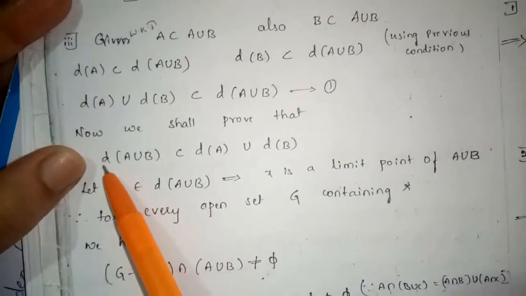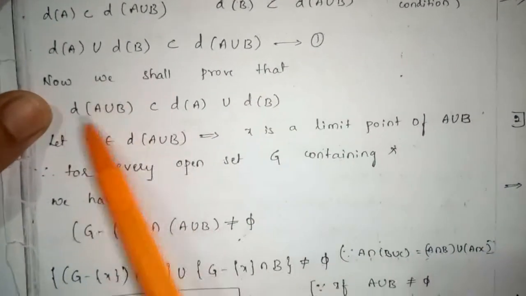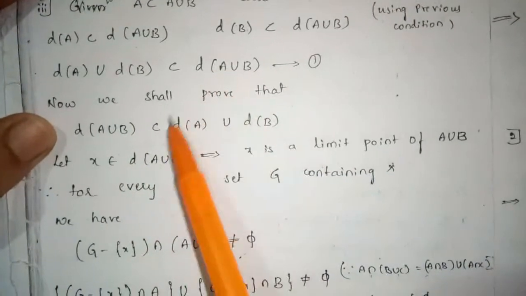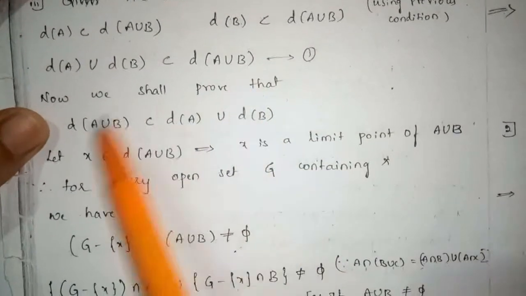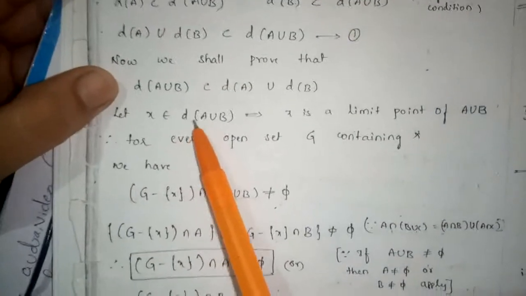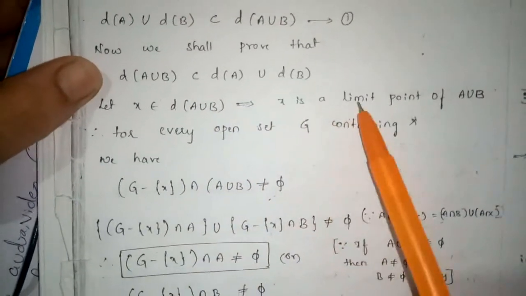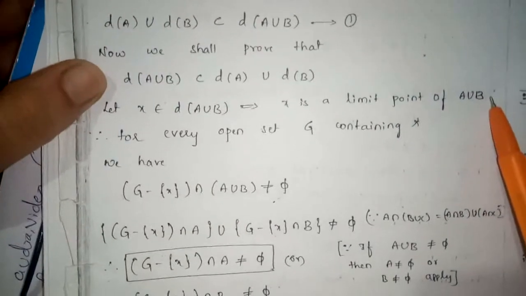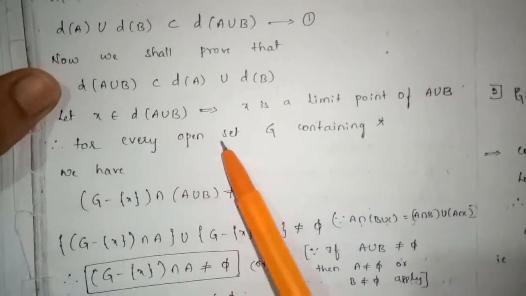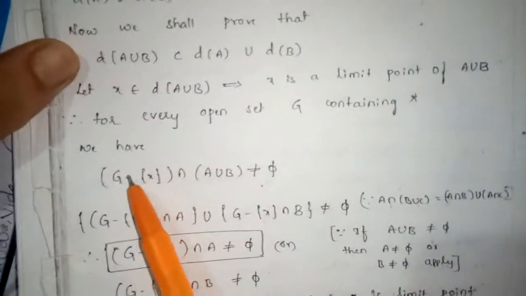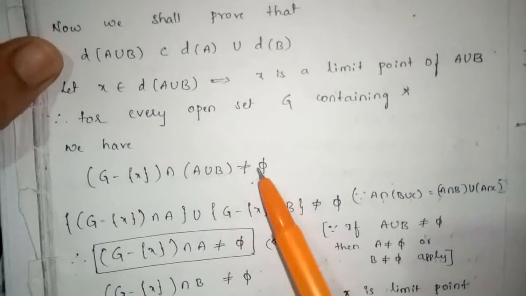Again we have to prove that D of A union B is a subset of D of A union D of B. If you prove this condition, then automatically D of A union B is equal to D of A union D of B. First assume that X belongs to D of A union B, that is, the derived set of A union B. This is nothing but X is a limit point of A union B. According to the definition of limit point, for every open set G containing X, G minus X intersection A union B is not equal to phi.